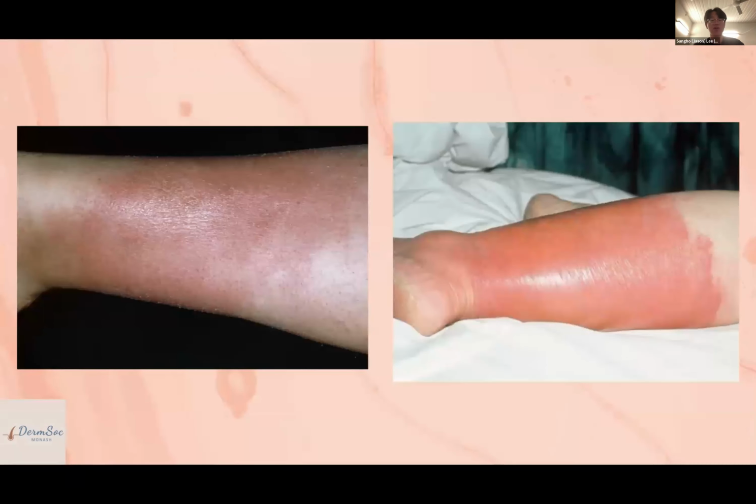So these are just the two photos comparing. On the left side, you've got cellulitis, so they're more poorly demarcated, less degree of erythema, whereas you see on the erysipelas side, quite well demarcated and a very vibrant red color that's appearing.